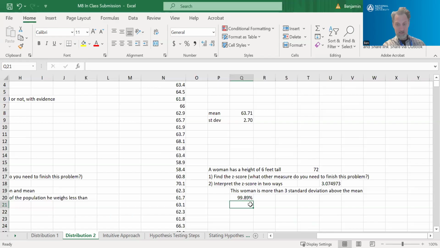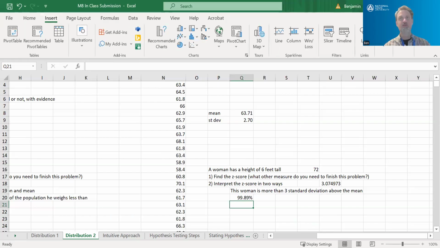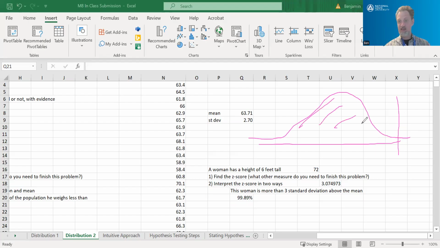And so what that means is that if I do a quick sketch here, let me use the Excel tools. So I've got my bell curve here, give my drawing. 3 standard deviations up here. That means that 99.9% of the population is on the left of this person, right? So this woman who's 6 feet tall is taller than 99.89% of the population.